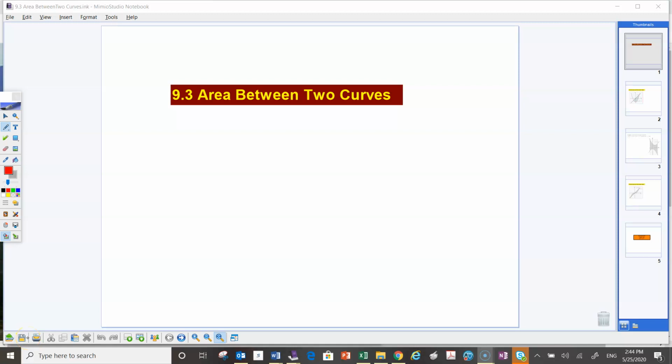In section 9.3, which is the only section we're going to do from chapter 9, we're going to combine definite integrals with area between two curves. And just a little bit of background information.